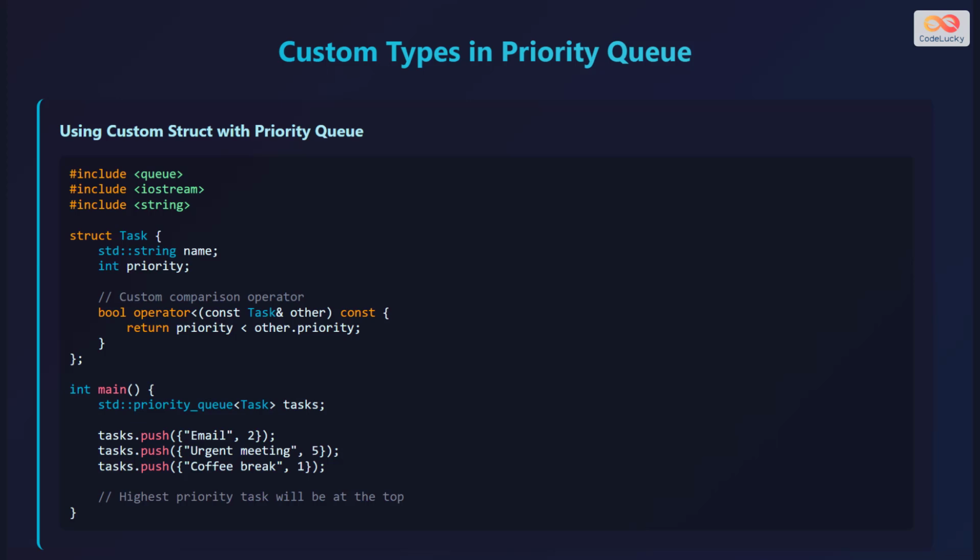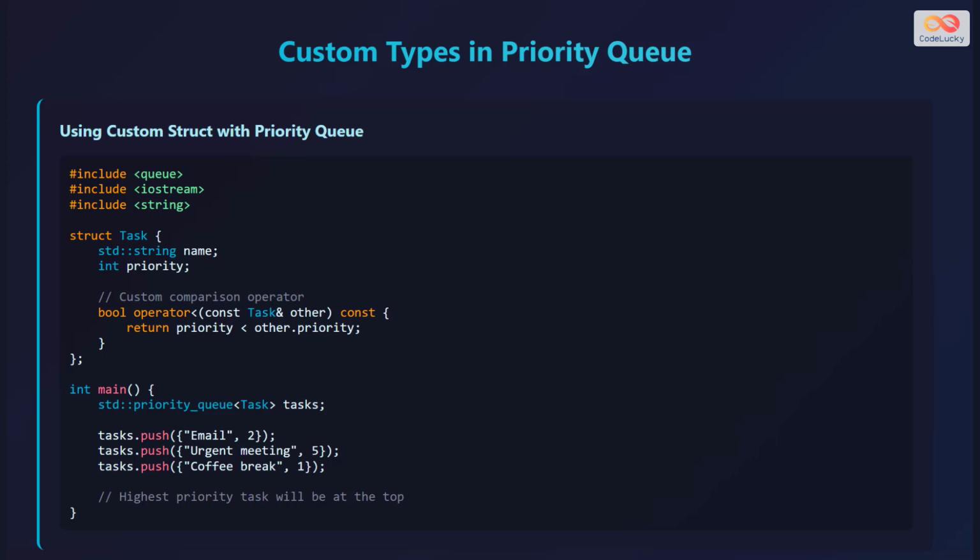First, include the necessary headers, queue, iostream, and string. Then define a struct called Task with a string name and an integer priority. To customize the comparison, overload the less than operator. Inside the operator, compare the priorities of the two tasks.